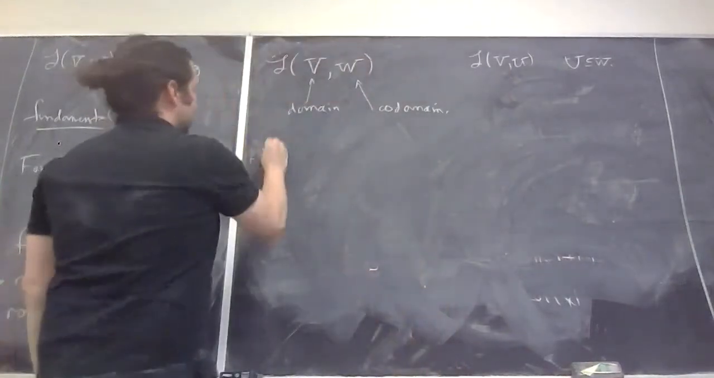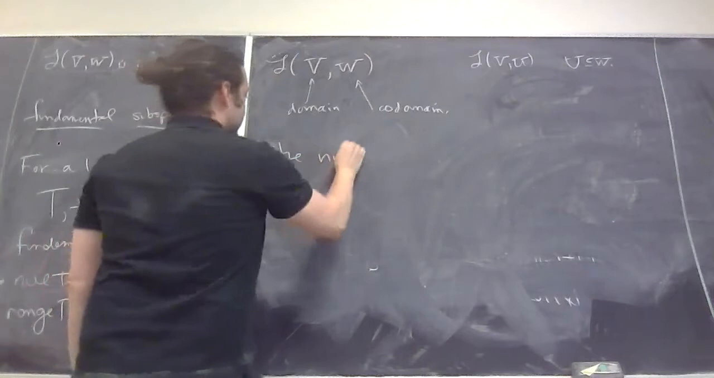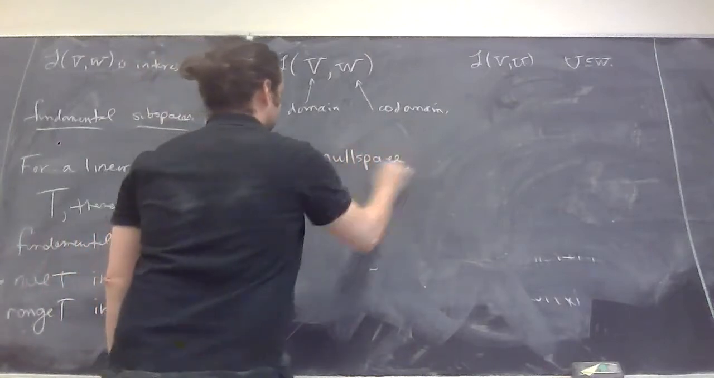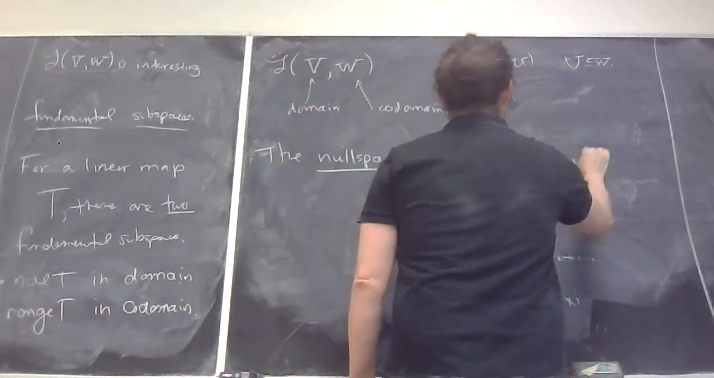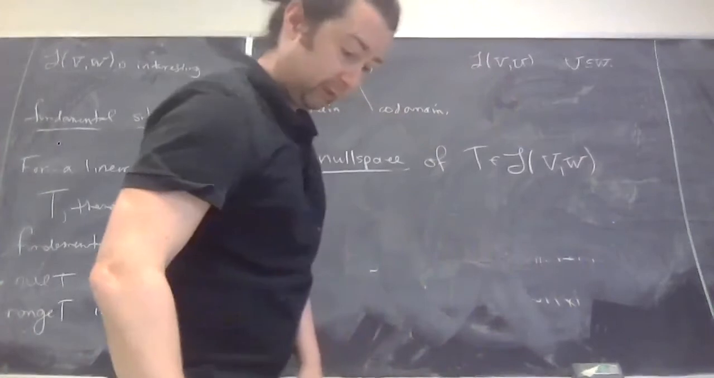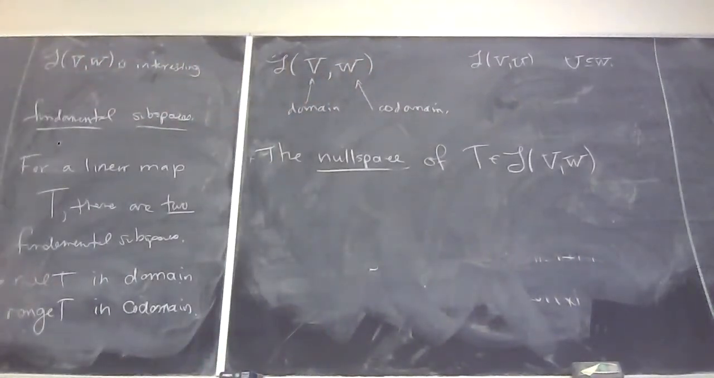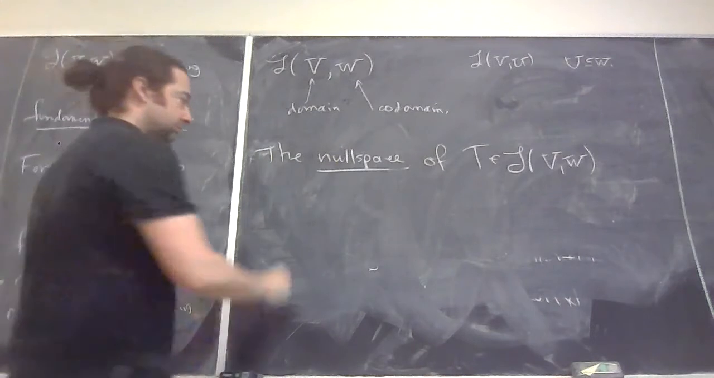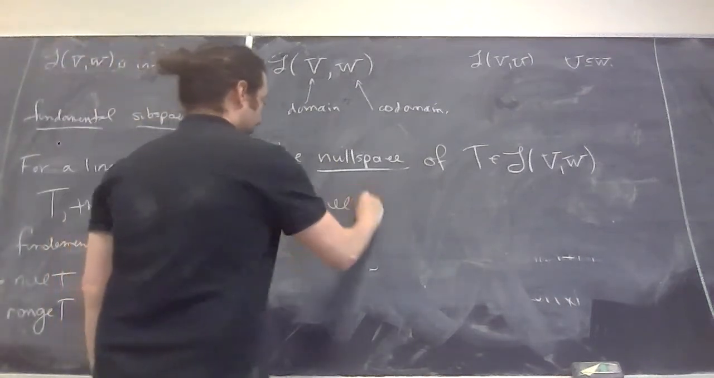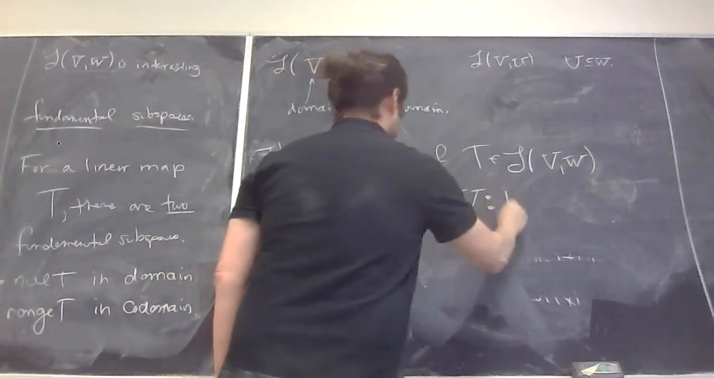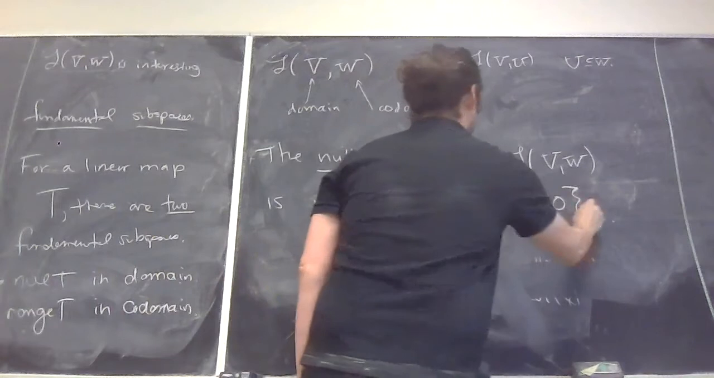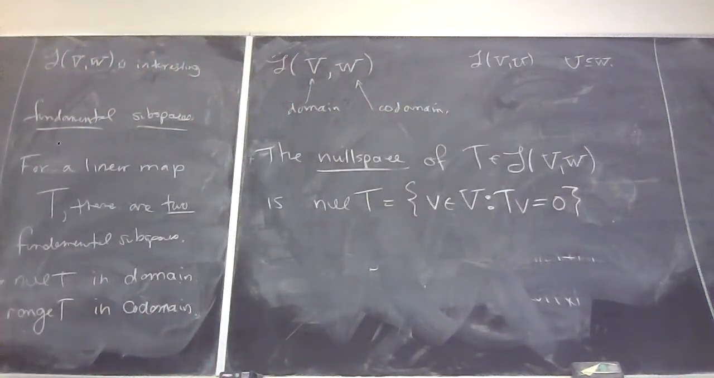All right, so I'm going to define the null space. The null space of T, a linear map from V to W, is the collection of vectors that T sends to 0. Everything T destroys.